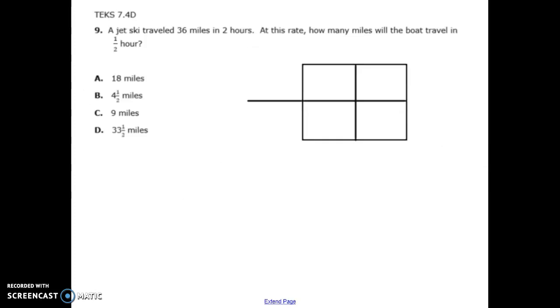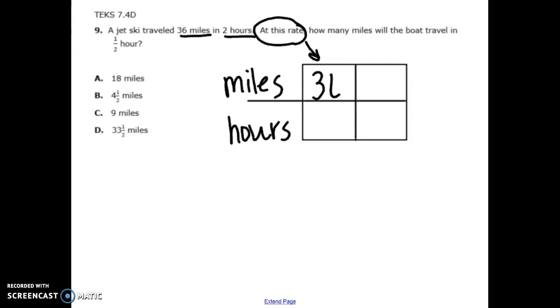Number 9. A jet ski traveled 36 miles in 2 hours. At this rate, so it's definitely a ratio probably because this is the word rate. We want to know what a half hour will be. We are comparing miles and hours. So 36 miles in 2 hours, but I want to know for 1/2 hour. A lot of students are struggling with halves and fractions, so if you recall that 1/2 is equal to 5/10, you can use 5/10 as your hours.